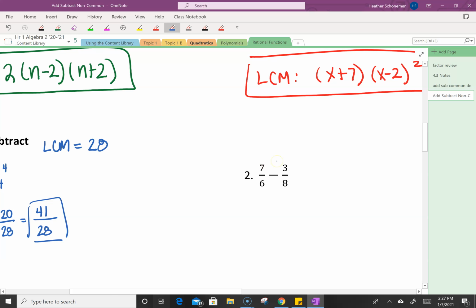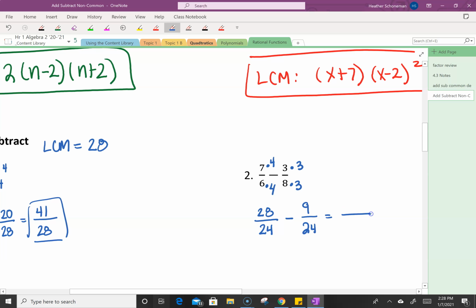So I'm going to multiply top and bottom by 4. And then on the next one, to get 24, I have to multiply 8 by 3. So I'm going to multiply top and bottom by 3. All right, so 7 times 4 gives me 28. 6 times 4 is 24, minus 8 times 3 is 24, and 3 times 3 is 9.